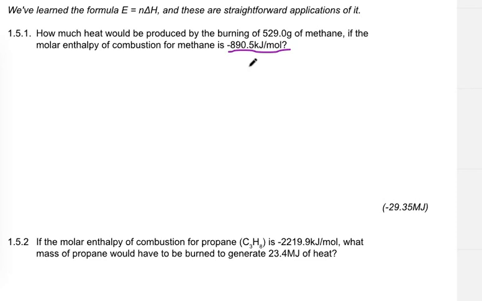So the question would be, how many moles of methane are we talking about here? Our formula says, I can tell you the total heat that's released if you give me the number of moles of methane and the molar enthalpy of combustion for methane. This is the 890.5, the number of moles we need before we can go on. So how do we get a number of moles?